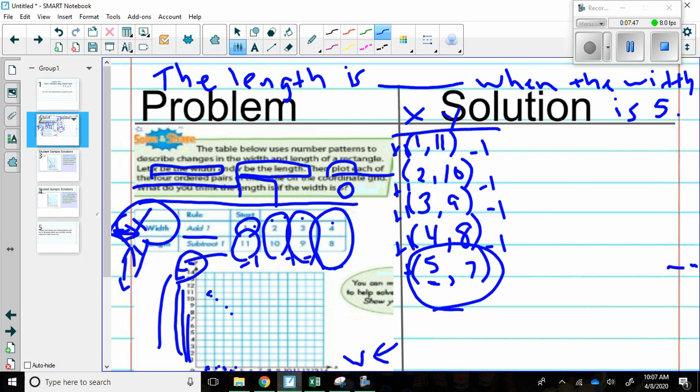So I go over 5 spaces. I count over 5. Remember, y is up and down. So then I count to 7. And yes, this definitely follows the pattern of what the graph is telling us in the rules. And remember, the question says, what do you think the length is if the width is 5? Well, now we know that the length is 7. Let's go ahead and look to see how other students work the problem.